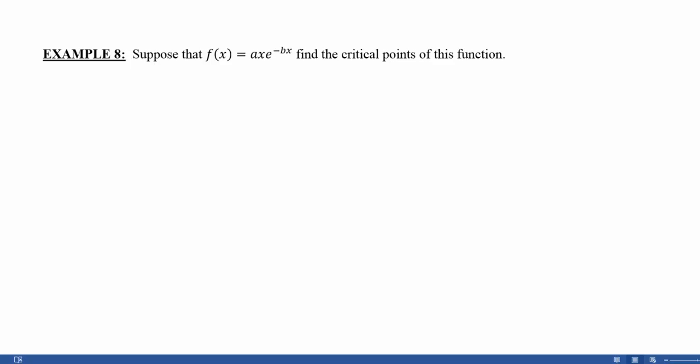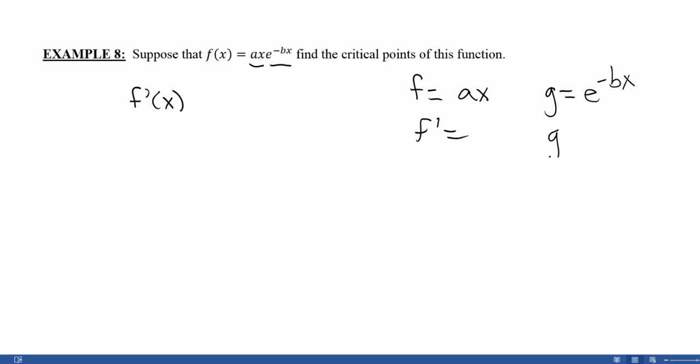Now, in order to get to the first derivative of this particular function, I notice that I have two things multiplied together, ax and e to the negative bx. Those both have the variable of x in them. So I'm going to have to do a product rule. Separating out these functions, my f is going to be ax, and my g is going to be e to the negative bx. Now I need to find each of their respective derivatives.